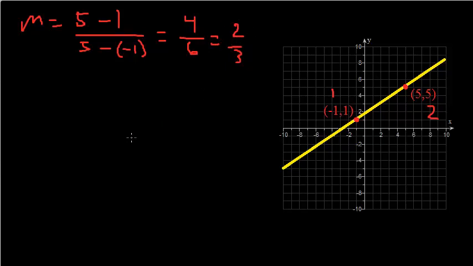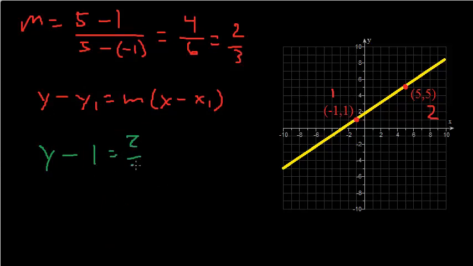To find the equation, we just pick one of these points. It doesn't matter which one. We'll go ahead and pick point 1. And we plug it into our point-slope form. Again, that formula was y minus y1 equals m times x minus x1. If we go ahead and plug in those points, we have y minus y1 of 1 is equal to our m, our slope, of 2/3 times x minus our x1, or negative 1, negative 1. This then is the point-slope form for our line.